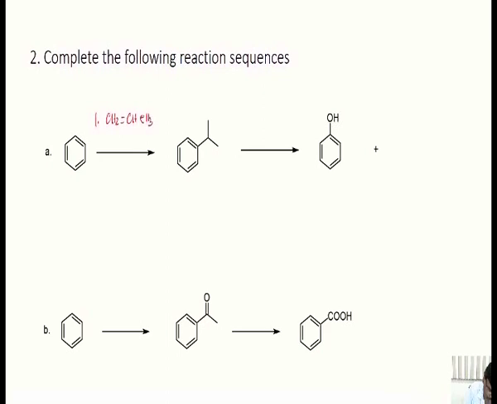in the presence of acid, it can undergo protonation to give isopropyl cation, which can undergo reaction with this benzene via aromatic electrophilic substitution to give the isopropyl benzene.